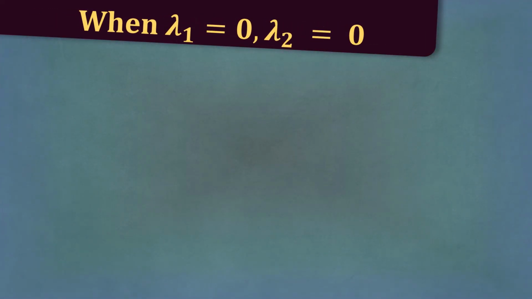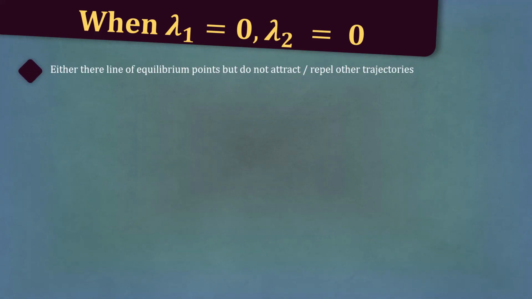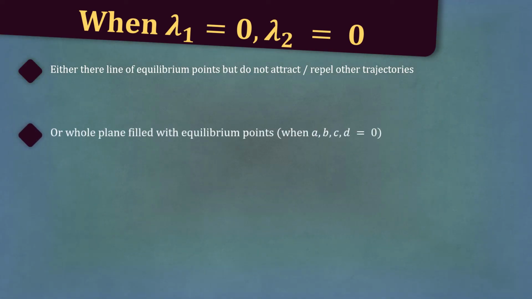Next, let's consider lambda 1 equal to 0 and lambda 2 equal to 0. Then, either there is a line of equilibrium points but they do not attract or repel the other trajectories, which are parallel to this line, or the whole plane is filled with equilibrium points, which occurs when A, B, C, D are all equal to 0.